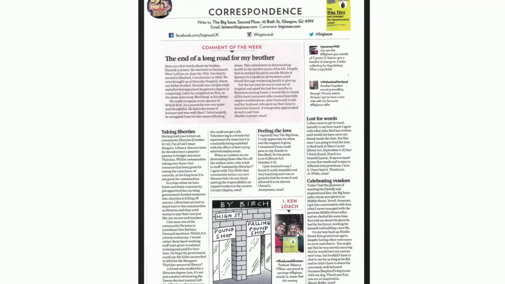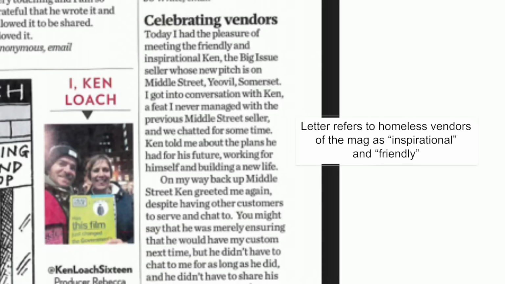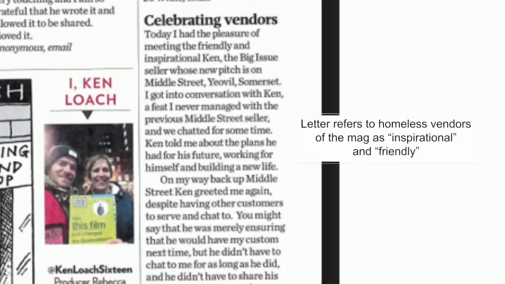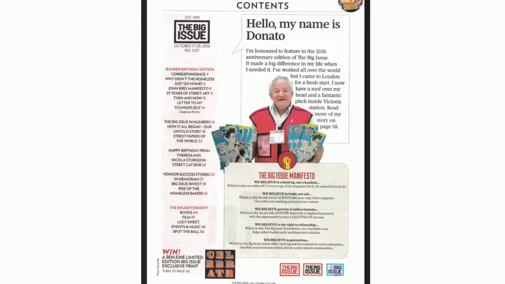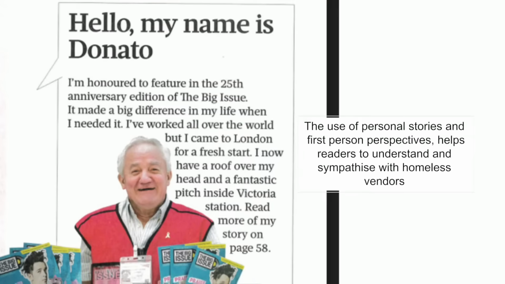If you have a look, for example, at the letters page, there is a letter within there that calls vendors an inspiration, talking about them in a really positive light. And you can see that reflected within lots of other pages as well. So, for example, on the contents page, they talk to a man called Donato, and it's his own personal story. He talks about how he came to London, and giving somebody their own personal story is giving them a chance to explain to the world what their life has been like. And so it constructs this very personalised representation that allows the audience to really see what it must be like to be in that situation.